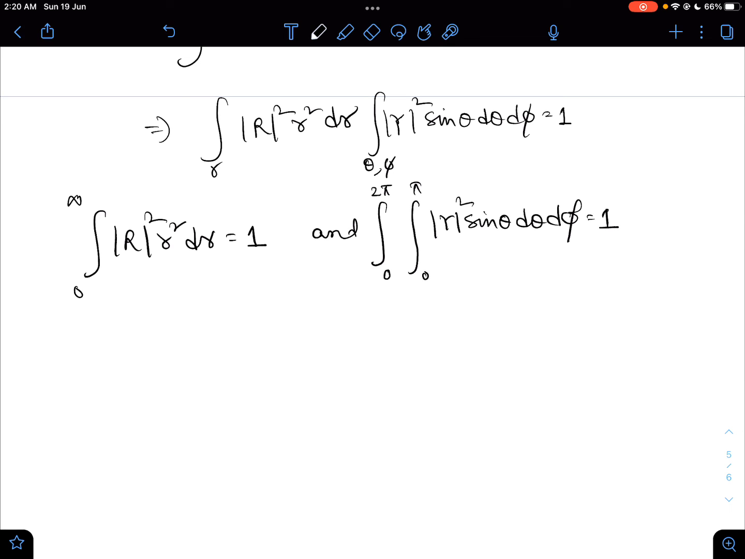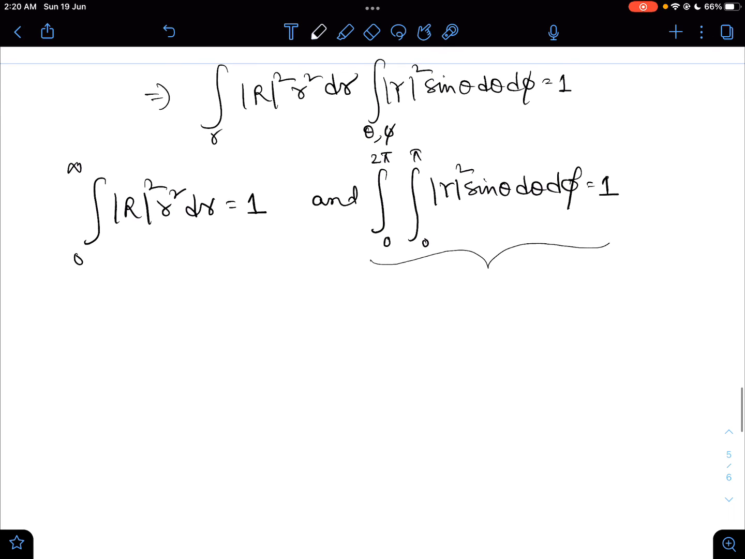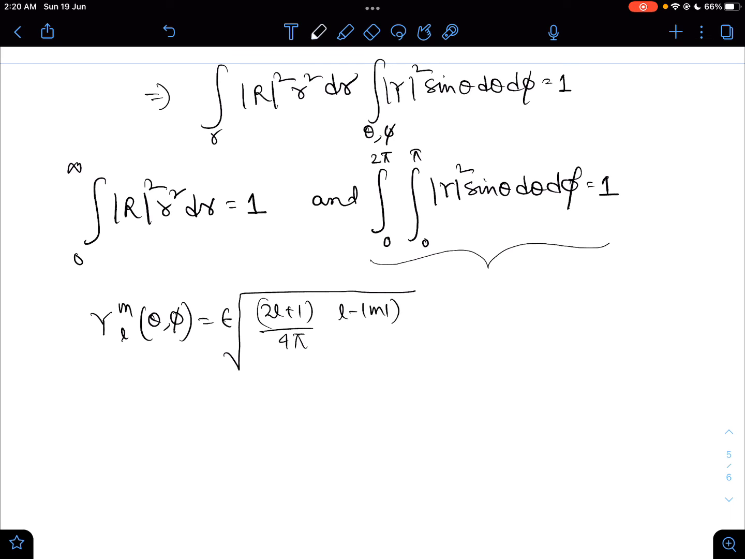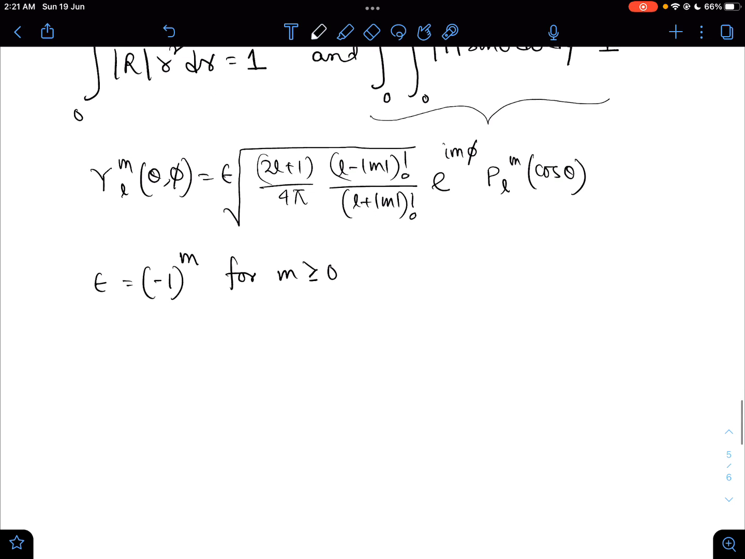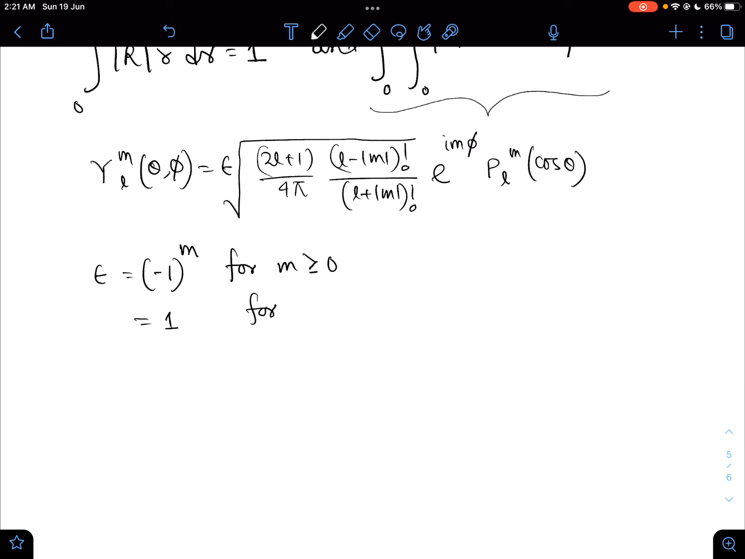So if we proceed and do our normalization, then our normalized angular wave function, or Y_L^m, will be defined by epsilon times the square root of (2L plus 1) by 4 pi, times (L minus mod m) factorial by (L plus mod m) factorial, and here we have e to the power i m phi times P_L^m of cos theta. So this is our normalized angular wave function. And what is epsilon? Epsilon is basically minus 1 to the power m for m greater than 0, and epsilon is 1 for m less than 0.